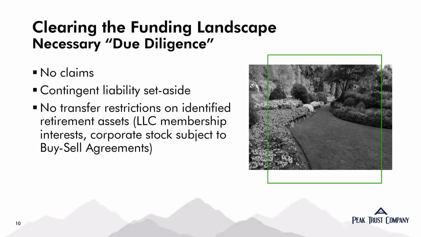Obviously better to have no claims, but if there are, we'll vet them. We'll do what are called Zonix and Covey analyses, which are bankruptcy court cases. We talked about that in part 3 as well, that help us to establish a contingent liability set aside. Again, respecting the fact that there is a creditor out there. We can't just ignore them if they exist. We have to respect them, and this helps us do that. And we're also looking to make sure there's no transfer restrictions on identified retirement assets.